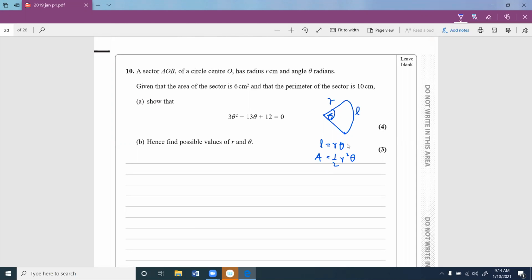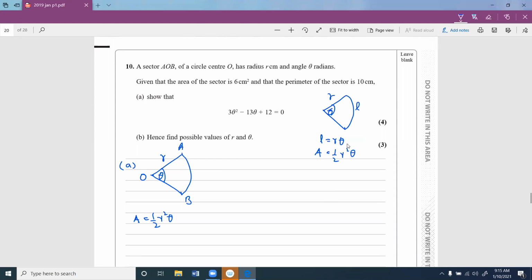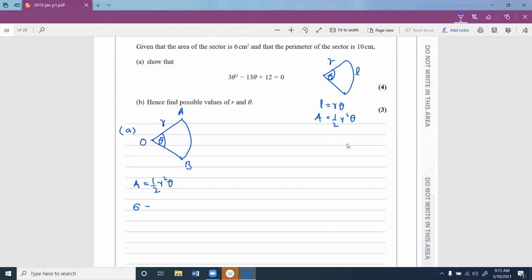Okay, let's go ahead with this today. Yeah, this is part A. A sector AOB with center O, with the radius of r and angle theta. They mention, given that the area of the sector is 6 and the perimeter is 10. Then put the area is 6. Therefore, you can say area is half r squared theta. They have given area is 6. Therefore, 6 equals half into r squared theta. So I just keep this as the first equation. Then the perimeter. Perimeter is 10.